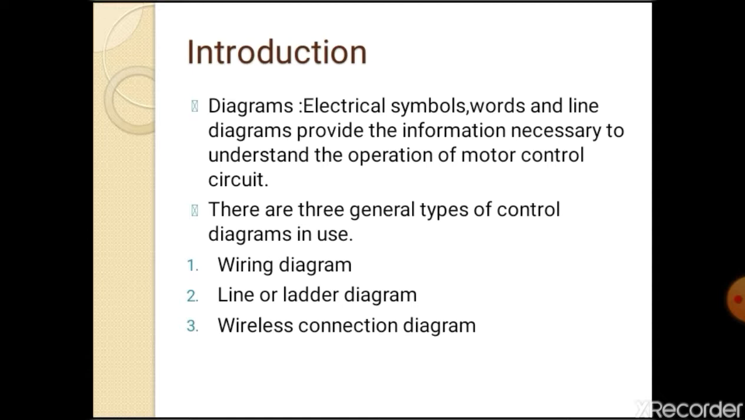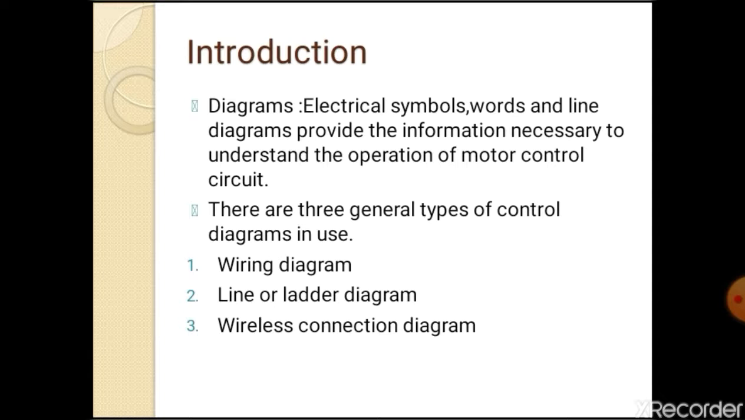There are three general types of control diagrams in use. First one is wiring diagram, second is line or ladder diagram, and third is wireless connection diagram. What is meant by wiring diagram? This diagram refers to making the initial connections when a control system is first wired. It is used to trace the actual wiring when troubleshooting.